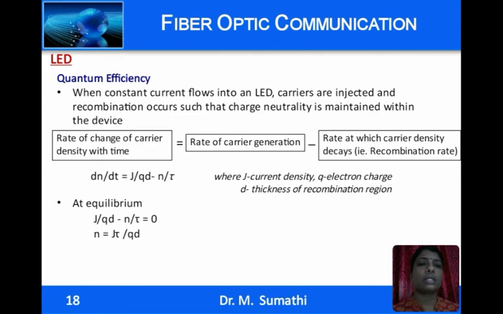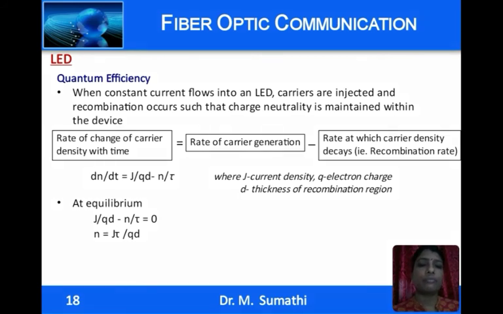So, when constant current flows into an LED, the carriers are injected and recombination occurs and neutrality is maintained. That is, rate of change of carrier density with time is equal to rate of carrier generation minus rate at which the carrier density is decaying, given by dN/dt, that is the rate at which the carrier density changes, and the rate of generation of carriers given by J/qd, where J is the current density and q is the electron charge and d is the thickness of the recombination region, minus the rate of decay of the carrier, where τ is the carrier recombination lifetime.